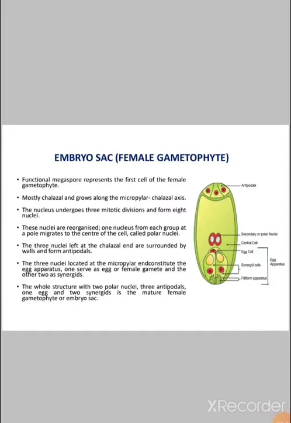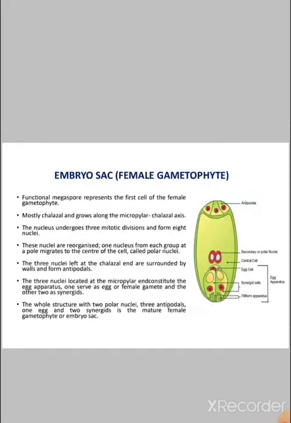Our today's topic on plant embryology, we study the embryo sac, the female gametophyte. The functional megaspore represents the first cell of the female gametophyte, as shown in the diagram. Mostly chalazal, and it grows along the micropylar-chalazal axis.